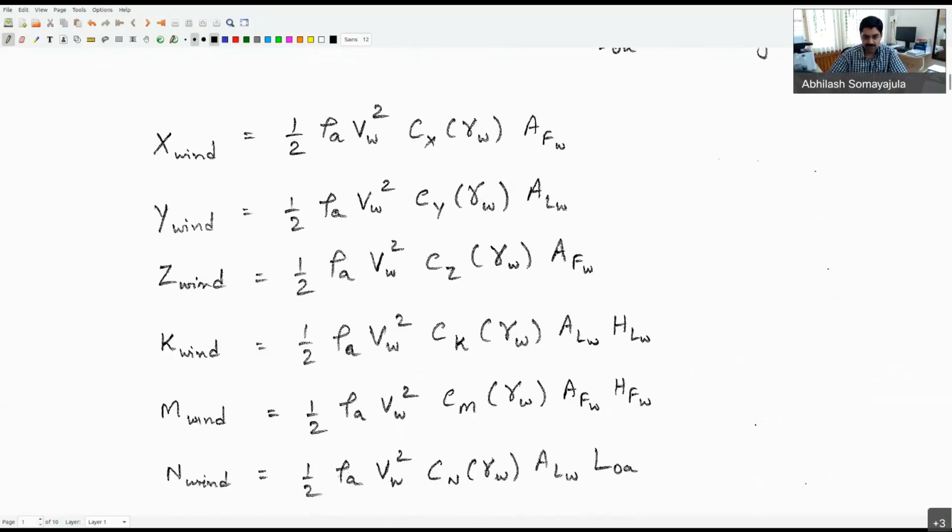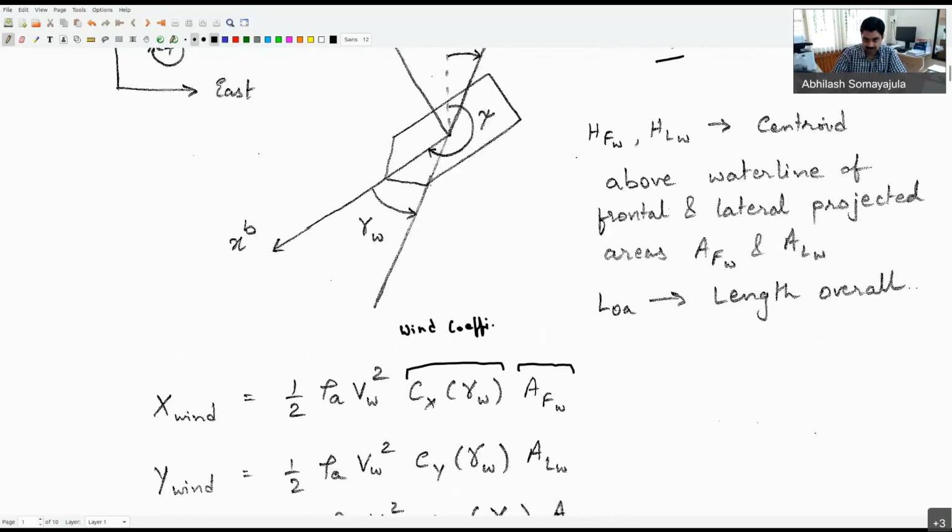Now, we can express the wind force on the vessel as half rho A times VW square times a wind coefficient. So these are wind coefficients, times a representational area over which that force is acting. So here you'll see certain different terms come up. So AFW represents the frontal projected area.